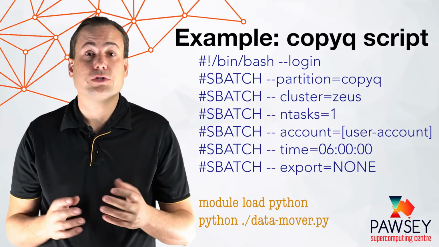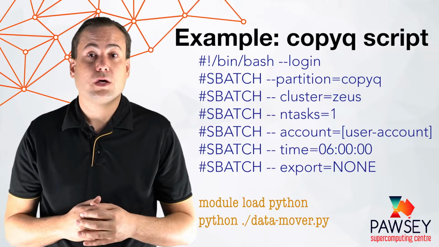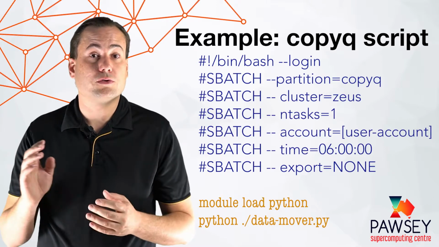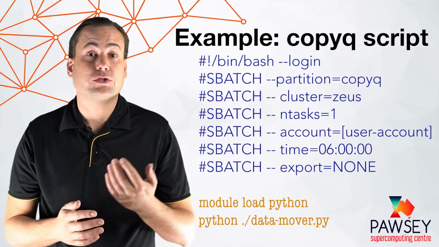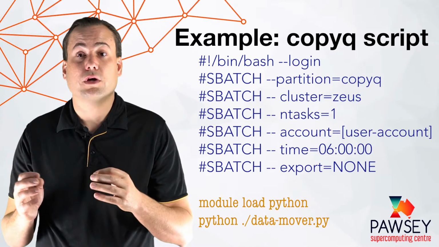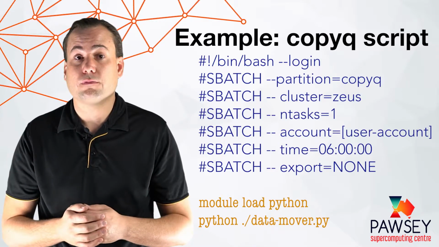This example is a bash-based job script. It specifies the Copyq partition in the Zeus cluster and requests one task of 6 hours. On execution, it loads the Python module and runs the user's script to transfer the data.